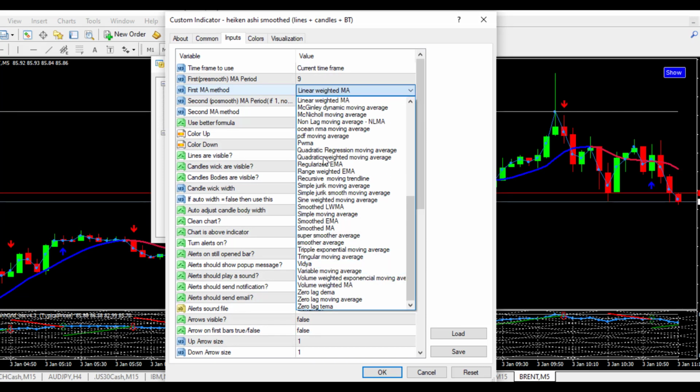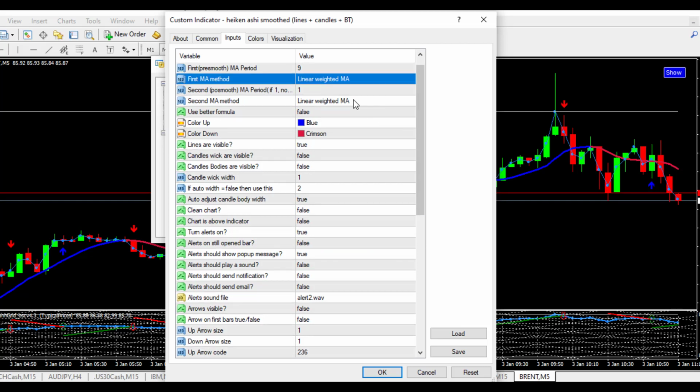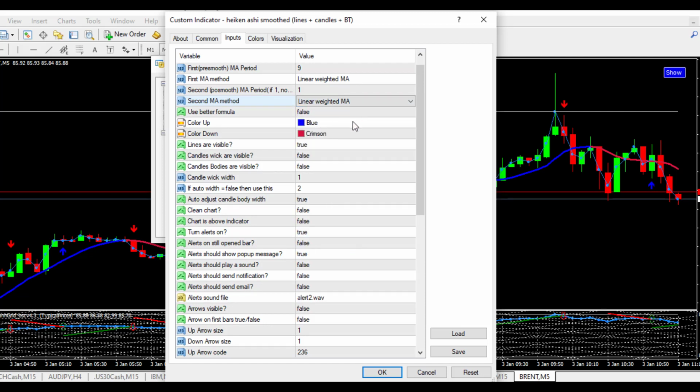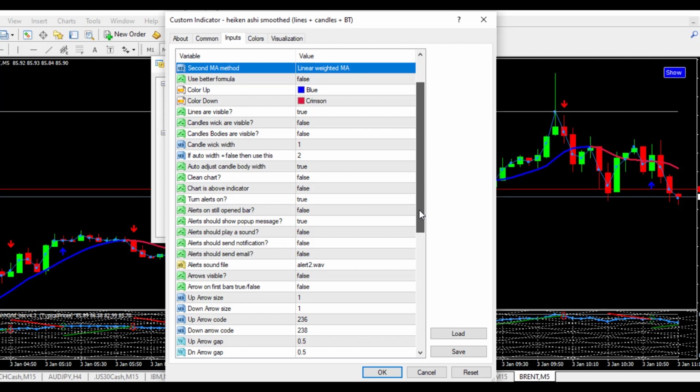You can pick any of these you want. But this is what I am using. So we have different values that you can change to. Second MA is linear weighted, so you can play with it and see which one you like. But this is what I am using. Color up is blue and color down is crimson, and these are the settings. So you can just pause it and check if you have the same setting as mine.